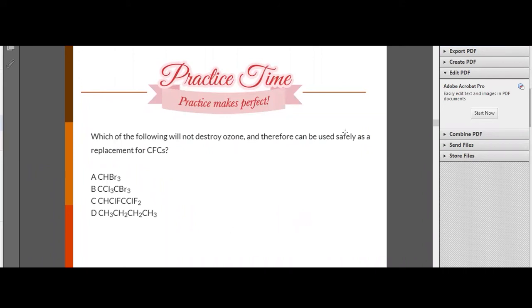Okay, this is the last question for uses and impact of halogenoalkanes. Please try. Okay, the answer is, I think, D, since it does not have any halogen atom, so this will not destroy ozone.